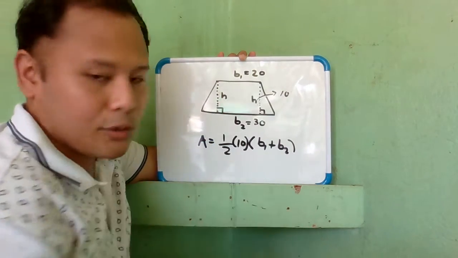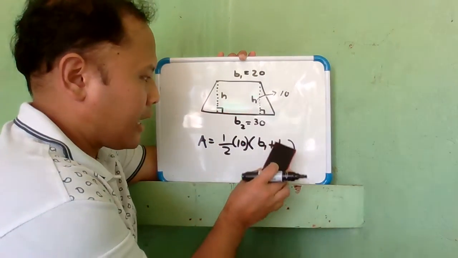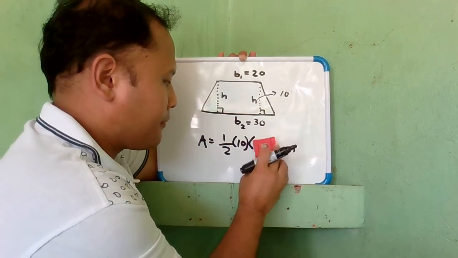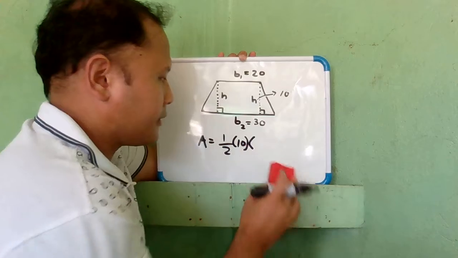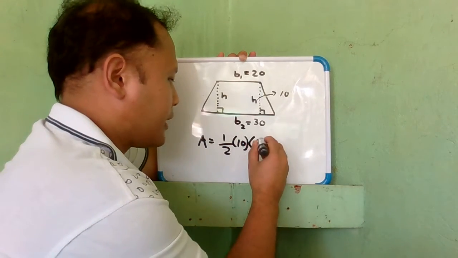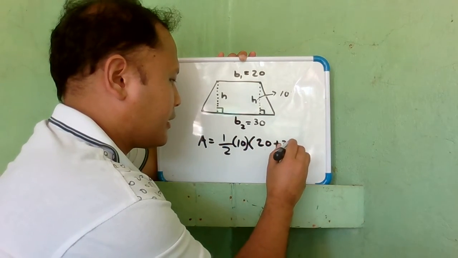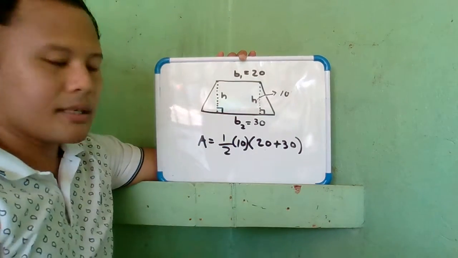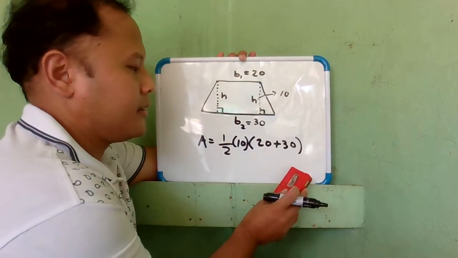Our base sub 1 is 20. And our base sub 2 is 30. So we can replace them by 20 plus 30. So 20 plus 30, that is obviously 50.